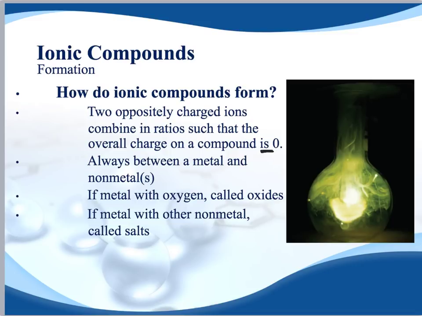It will always be between a metal and a nonmetal, or a group of nonmetals. The only exception to this is if sometimes you see an ammonium ion, which is NH4 plus 1. If you have a metal react with oxygen, those compounds will be called oxides. If you have a metal with a nonmetal, those will be called a salt. So, two terms there, oxide and salts.